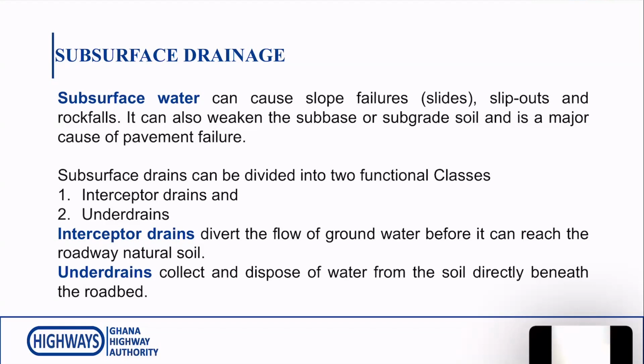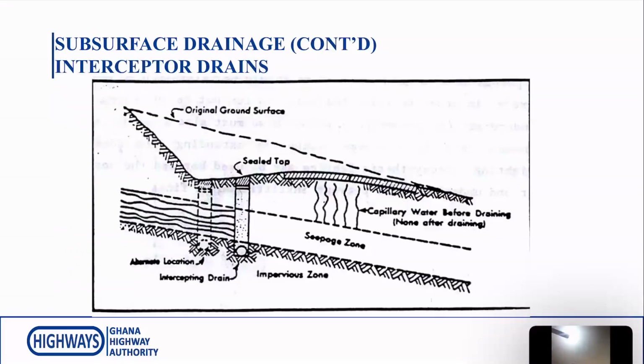In general, subsurface drainage can be divided into two functional classes. One we'll call interceptor drains, and the other we'll call under drains. Now, interceptor drains divert the flow of groundwater before it can reach the roadway natural soil. On this screen, you will see what I mean by an interceptor drain.